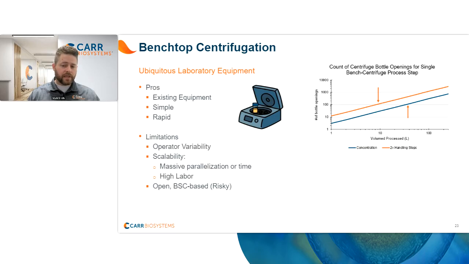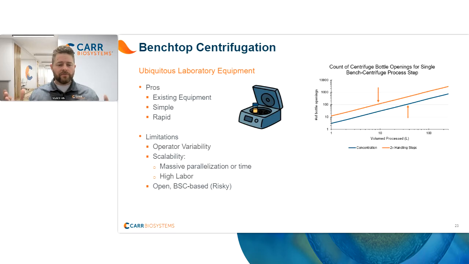So we've got two different lines here in blue, or the bottom line, we've got concentration. Let's just say you had one concentration step where you're opening the bottle, filling it, closing it, spinning it, opening it, decanting, and then maybe resuspending. Even at 1 liter, you're only at like 2 or 3 bottle openings there. Fine, that's no problem. But by the time you get to 10 liters, you're almost at 30 times the bottle opening. And if you got to 35 liters, basically you're at 100 times you're opening the bottle. That's what that bottom right arrow is.